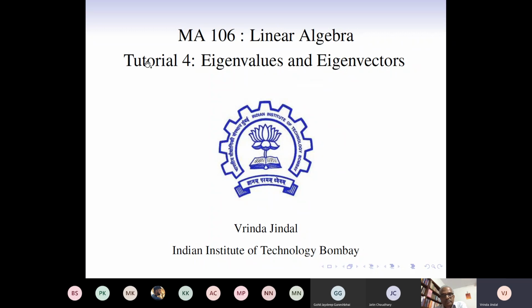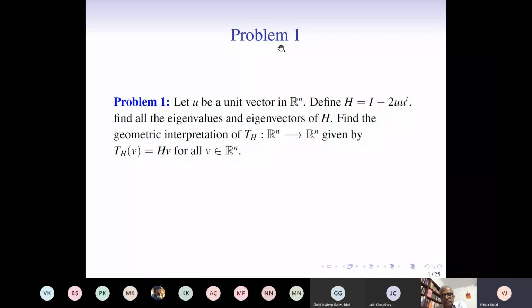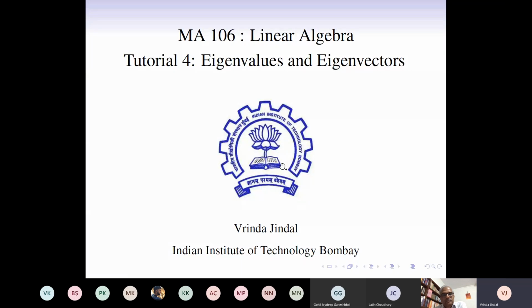So today we'll be discussing the tutorial on eigenvalues and eigenvectors. The agenda will be the same. First, we'll be discussing the problems that have been titled as tutorial problems. After each problem, I'll come back for doubts. So if you have any doubts in any of the problems that were discussed, please put them in the chat box and I'll try to answer them after each question.